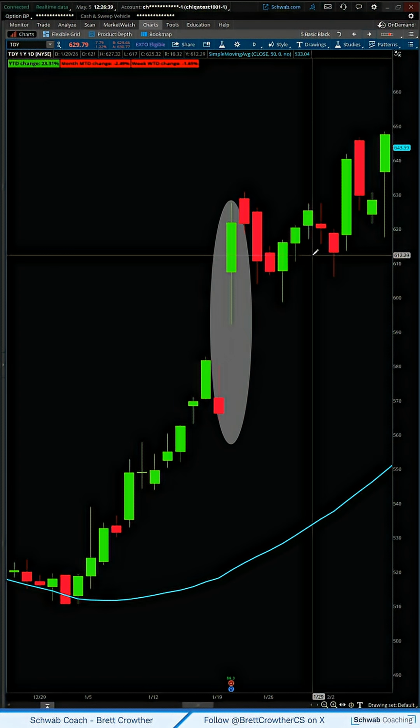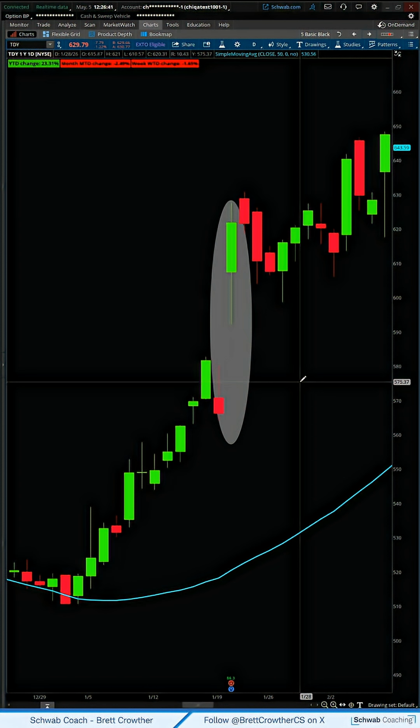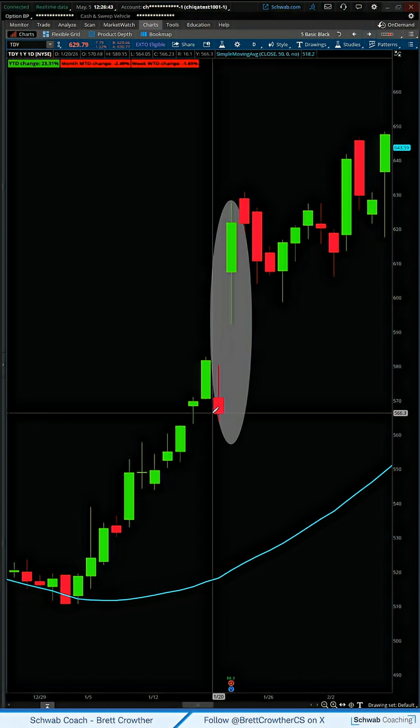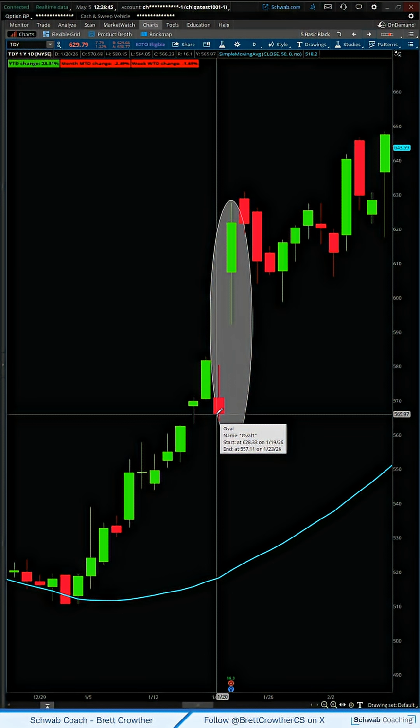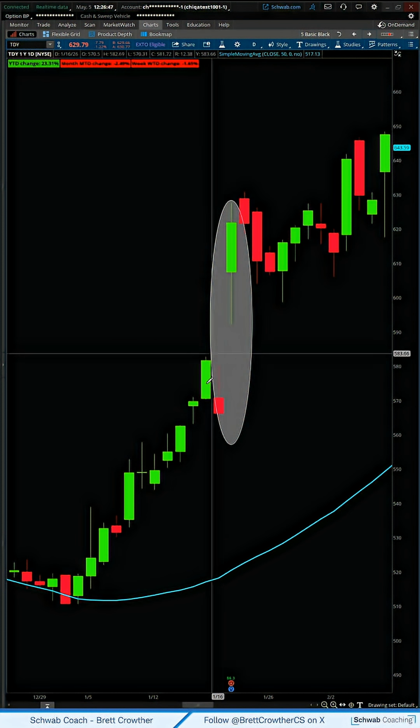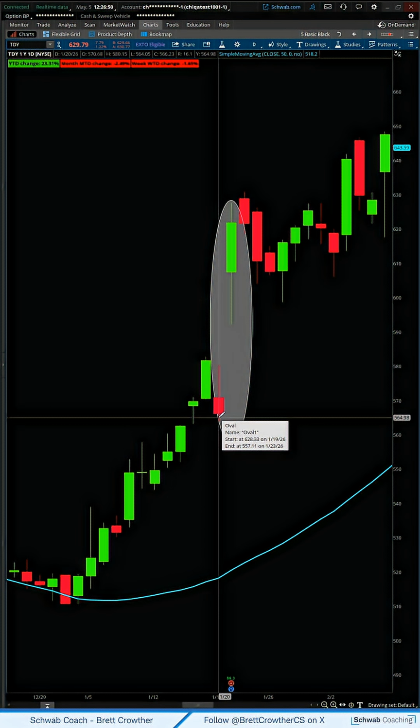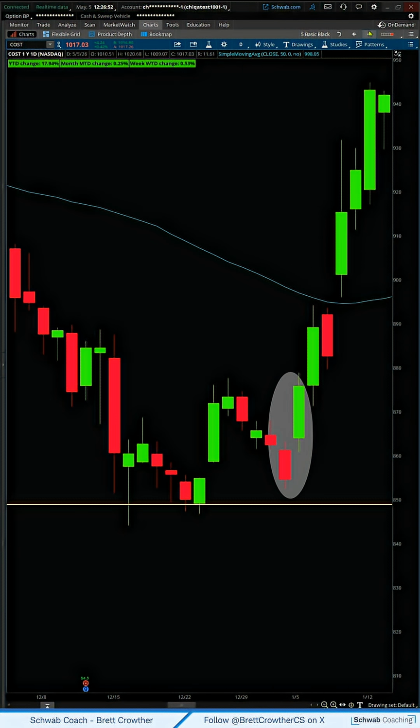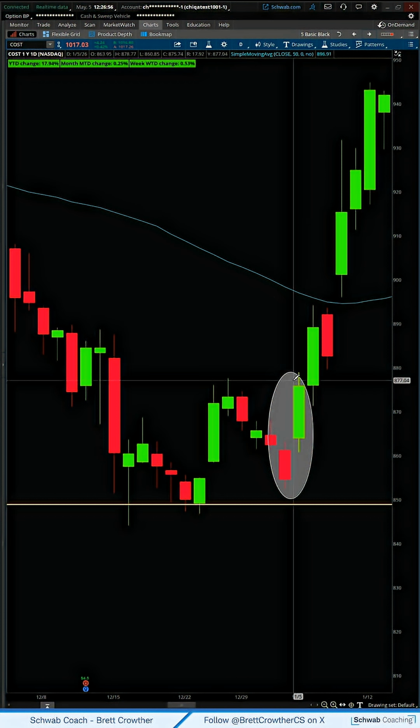Here's another one that technically it is, but it's not quite the same setup because why? This one did not pull back to support. It just pulled back a little bit just before an earnings announcement and gapped up. We are looking for that big bearish candle at support and then the gap. Again, reminding you this is what it looks like. Comes back to support, big bearish candle, gap up and run up from there.